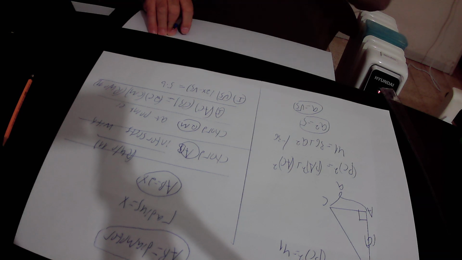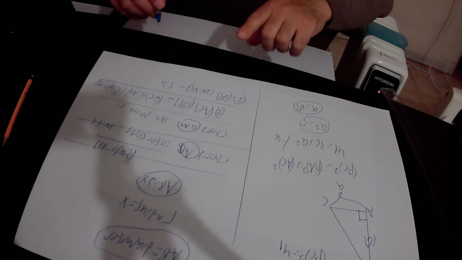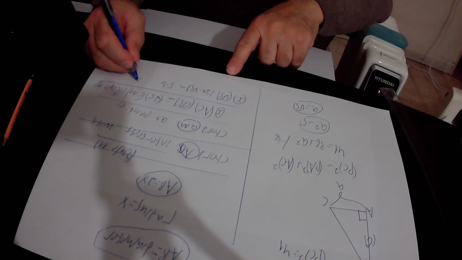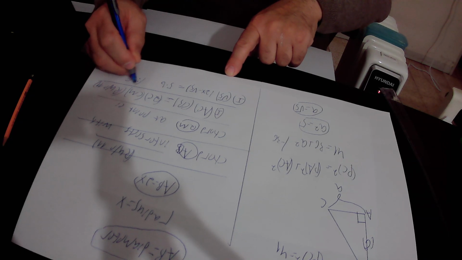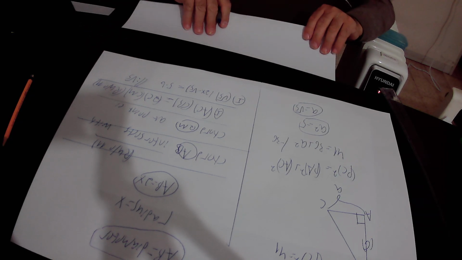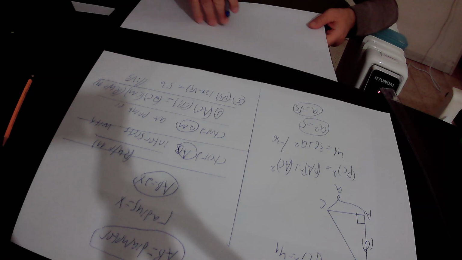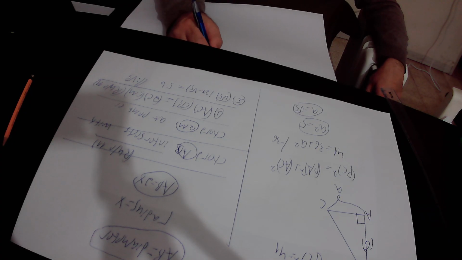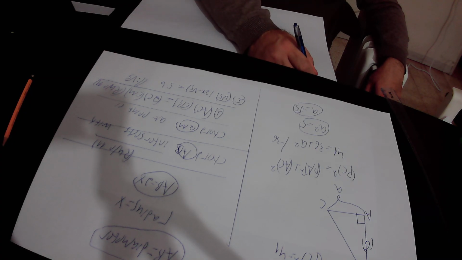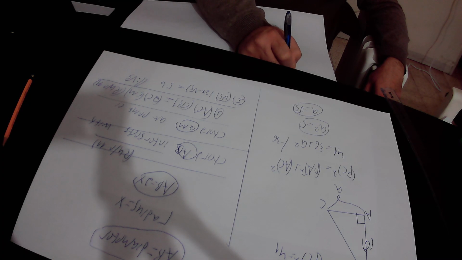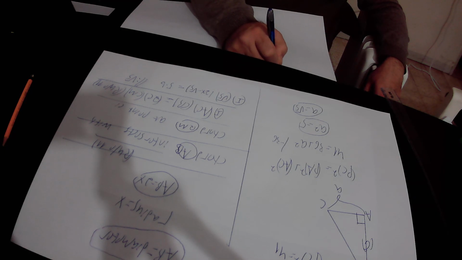Here we divide equation number 1 by square root of 5, and we get that 2x minus square root of 5 equals 5b over square root of 5.